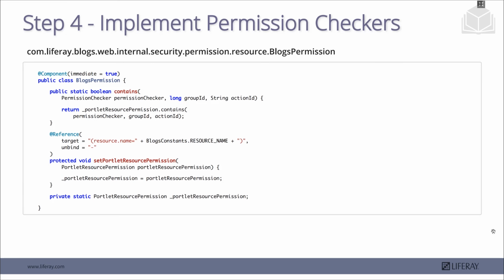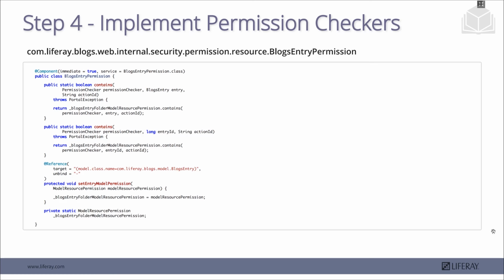So in this example here, we're looking at the permission checking for the specific portlet in this case. So this is permission checking for the portlet resource. Over here, it's a very similar idea, but in this situation, we're checking for the model resource. So the idea is the same. In this case, though, we're going to be doing it for the model resource.